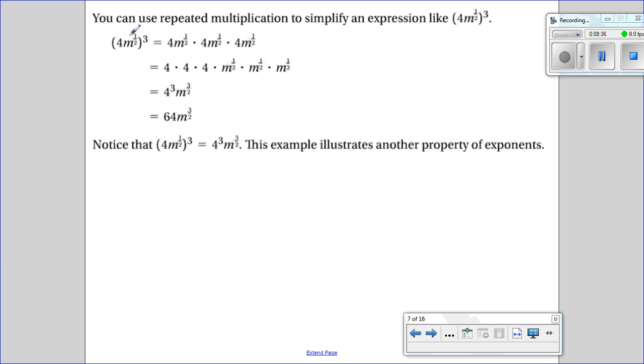So it's almost like you could say this 3 gets distributed out. It's not a foil, but it's similar to that. So it's 4 to the third, and then also this m to the 1/2 is to the third power. So what's m to the 1/2 to the third power? Well, we multiply these. 3 times 1/2 is 3 halves. And now you just simplify. 4 to the third is 64. M to the 3 halves stays as is, and that's your final answer.